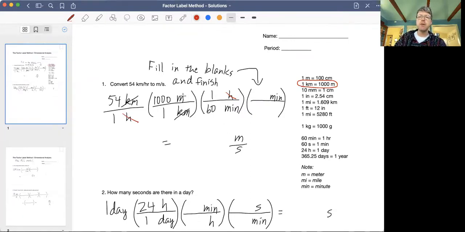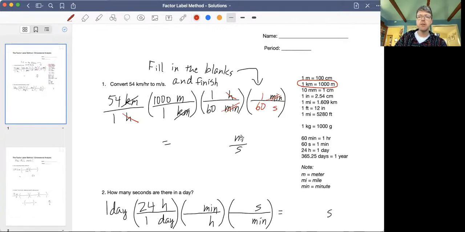Okay, now we have meters per minute. We're almost there, but we still need to go to meters per second. I've given you a little help here by putting the minutes on the top so that they cancel, but what do we have to put on the bottom? Seconds. And there are 60 seconds in 1 minute. And now we're going to put it like that.